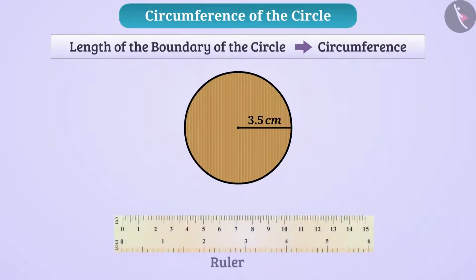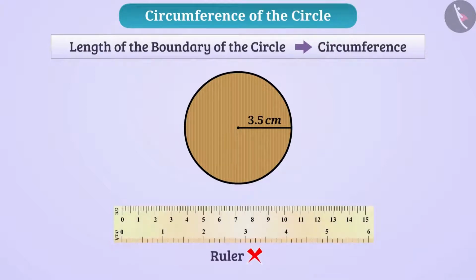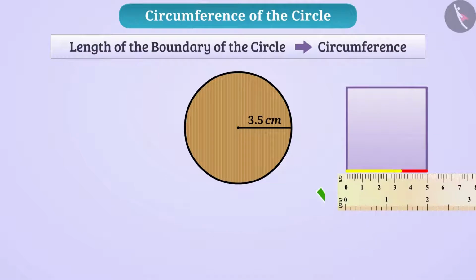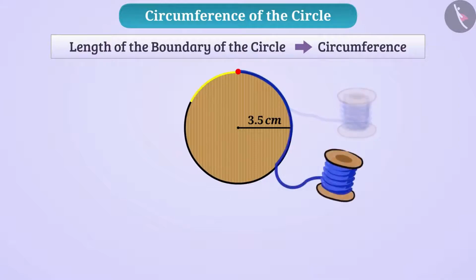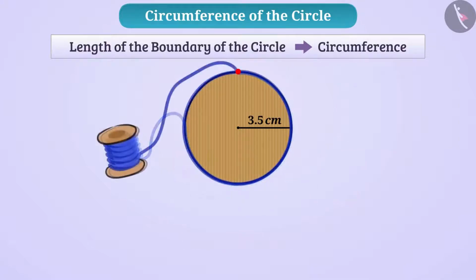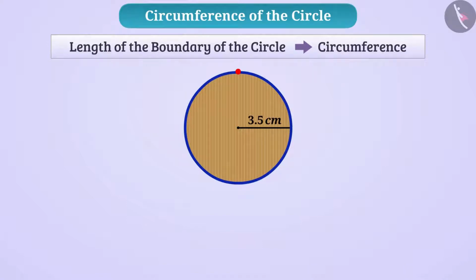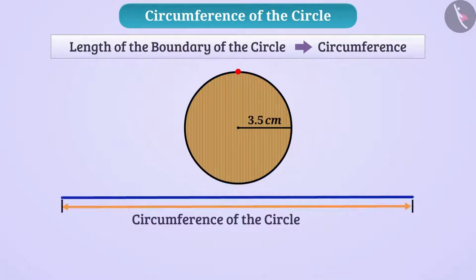Of course, a ruler cannot be used here because a ruler is used to measure the length of a straight line. Since the boundary of the circle is curved, we cannot find the length of its boundary with the ruler. To find the length of the boundary of the circle, mark a point on the boundary and place a thread on this point and move it along the edge of the circle. The length of the thread required to reach the starting point, that is, to make a complete round, gives us the idea of the circumference of the circle. In this case, the circumference of the circle is 22 cm.